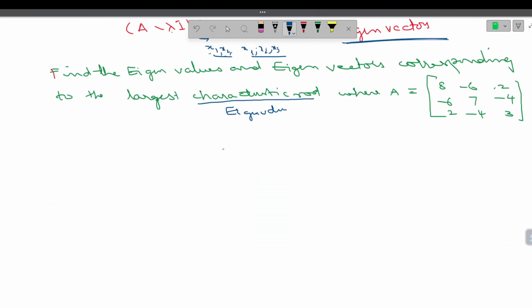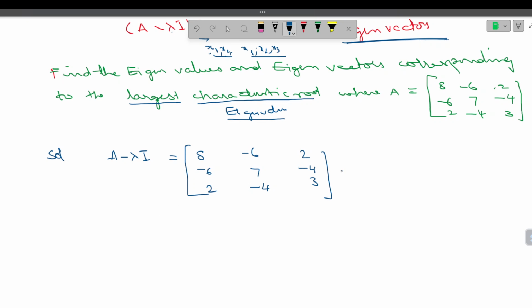It will be easy for us to understand. Find the eigenvalues and the eigenvector corresponding to the largest characteristic root or eigenvalue, where A is given by this matrix. Let's start. First we have to write A minus lambda I. What is our A? 8, minus 6, 2; minus 6, 7, minus 4; 2, minus 4, 3. Minus lambda times I. What is our I? 1, 0, 0; 0, 1, 0; 0, 0, 1.